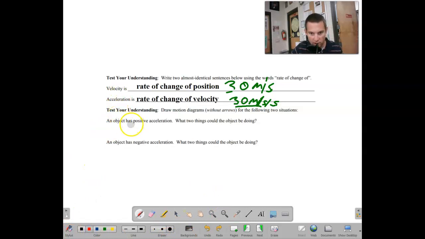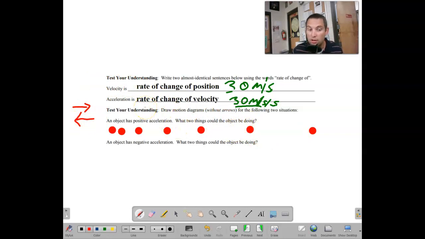So draw a motion diagram without arrows for the following two situations. An object with a positive acceleration. So without arrows, it's going to look like this. Every dot represents a second. So two things that this object could be doing. Well, it depends. If we are moving to the right, then we can tell that we are speeding up. Meanwhile, if we are going to the left, we would be slowing down.